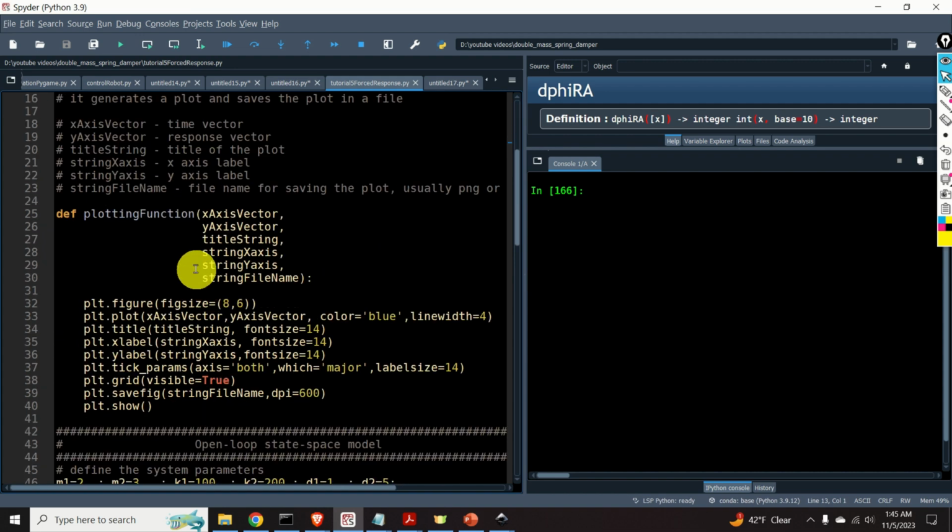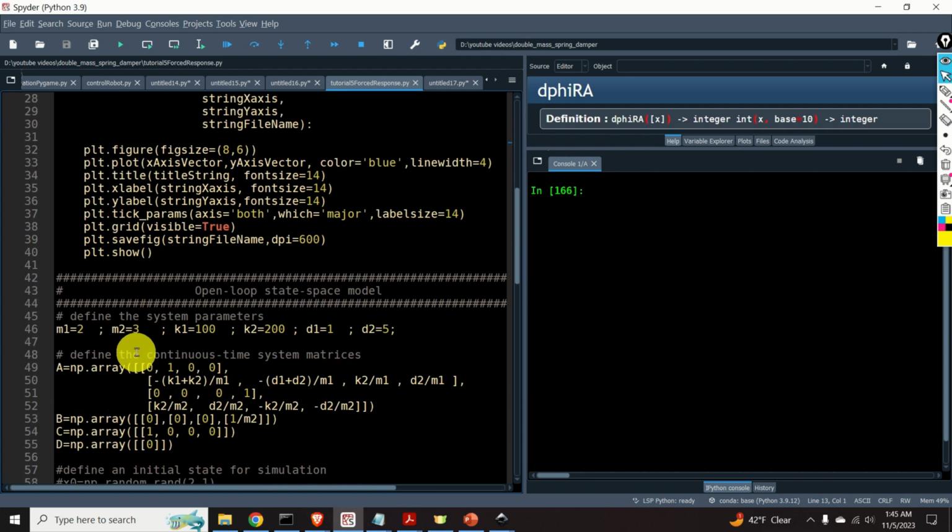Over here I defined a simple plotting function that's used to plot my results. This function accepts time vector, response vector, title of the plot, x-axis label, y-axis label, and the string file name. That is, this function will actually save the plot in a specific file, and the extension of the file will be PNG.